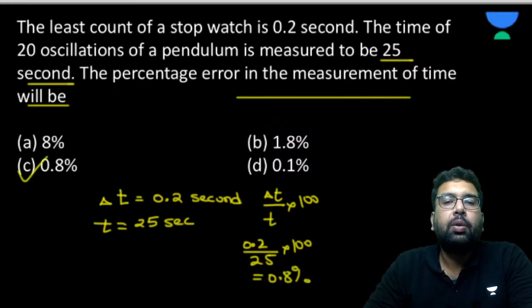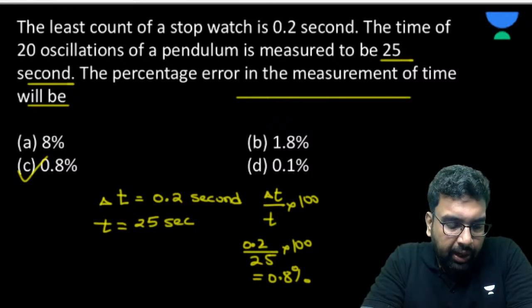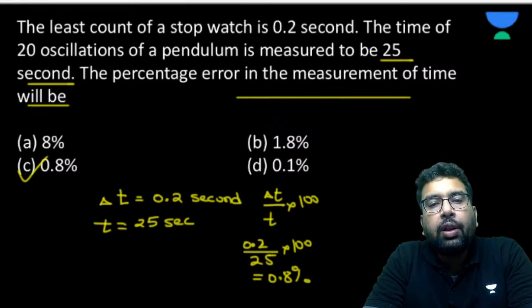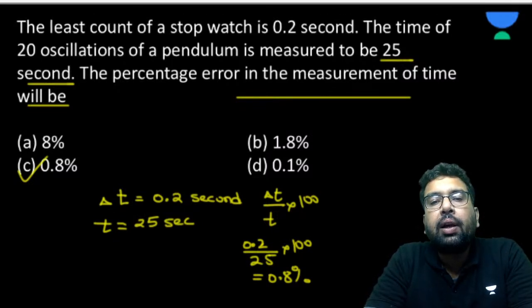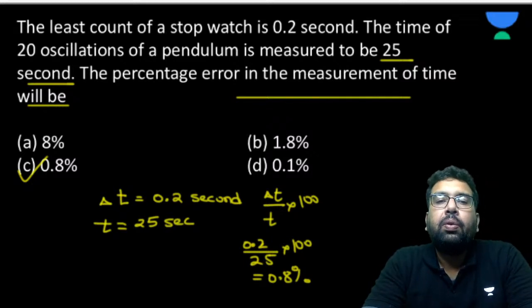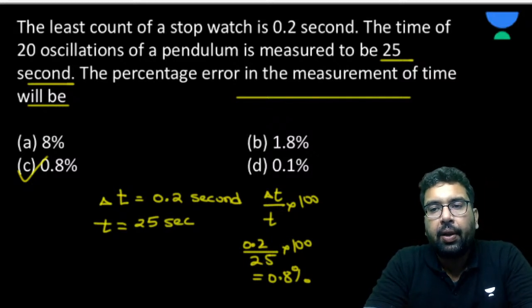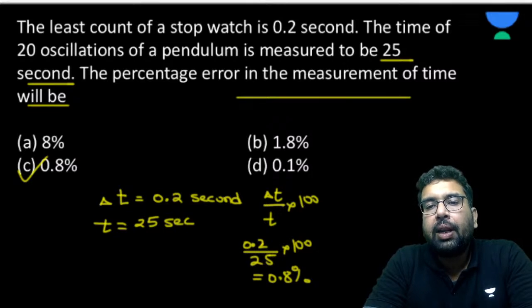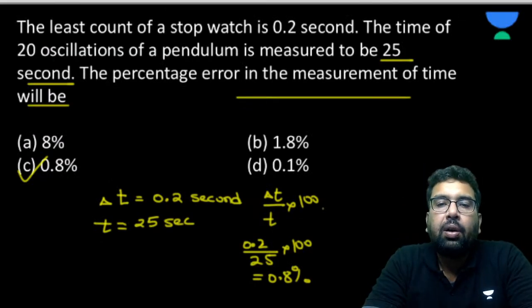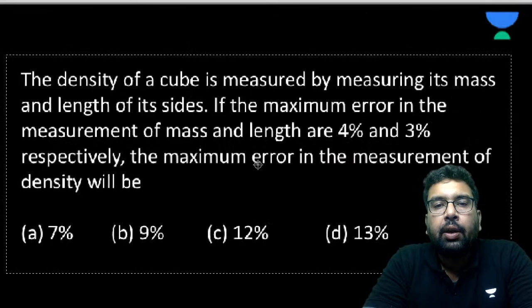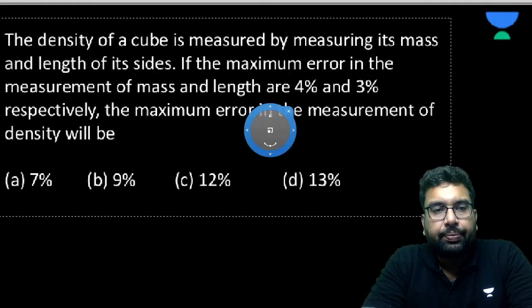See, one approach is that you first find the time period, then you find the error in the time period. That is a longer way. We are not going that way. We are going this way, because if you have followed my lecture, I proved to you that the error in the measurement of the time period is exactly equal to the error in the measurement of the time. Okay, now let's try this question.